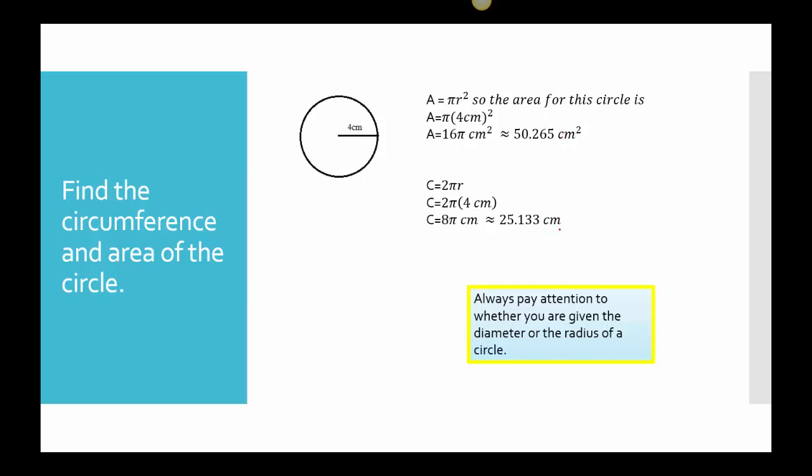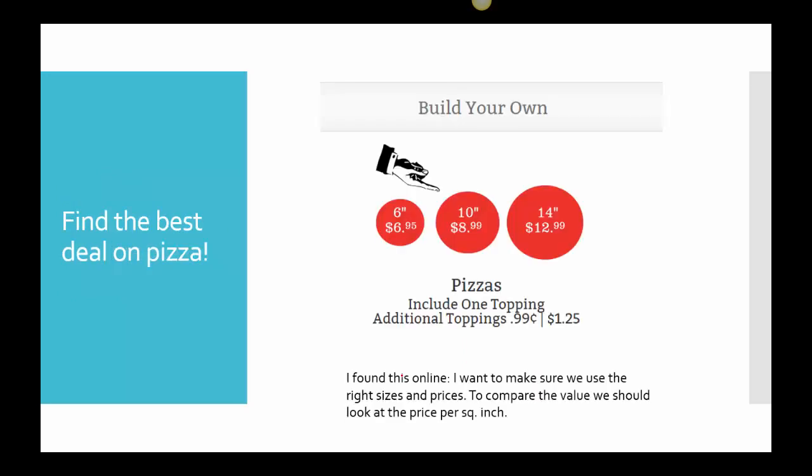Also, always pay attention to whether I give you, or the homework or whatever gives you, diameter or radius, so you know should you be doing 2 times pi times r or should just be doing pi times diameter.